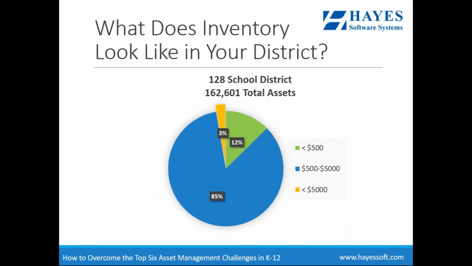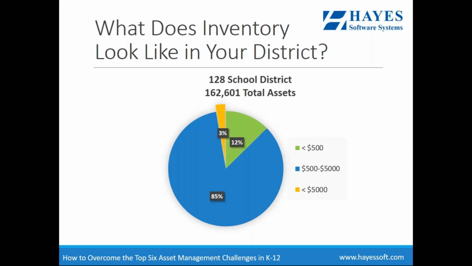So I have an example here of a school district with 85,000 students and 128 school buildings. This district's fixed asset system data gives us a look into the inventory that has made its way into that fixed asset system. Of the 162,000 assets in the fixed asset system, only 3% of its inventory is greater than $5,000, which is now the district's newly adopted capital asset threshold.